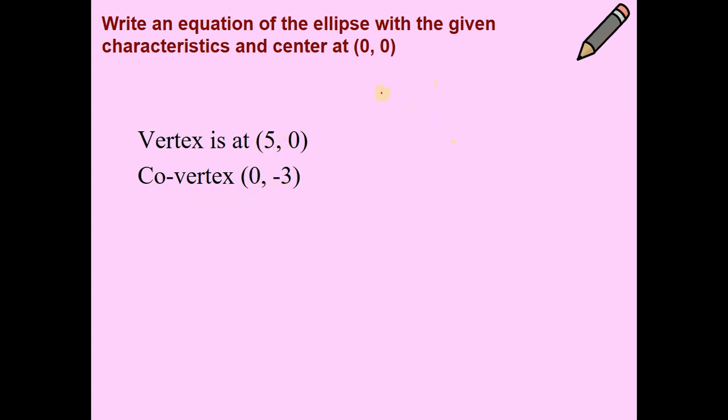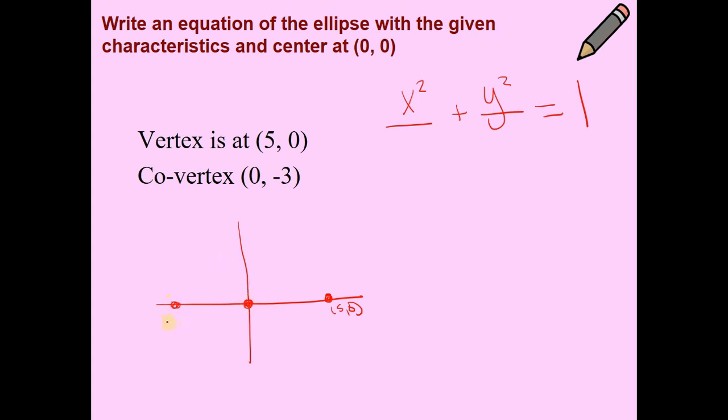So, if I have a center of 0, 0, I know it's got to look something like this, right? And it's always equal to 1. I need to know which one is A and which one is B on the denominator. So let's actually draw this out. If my center is at 0, 0, I have a vertex at 5, 0. That would mean one vertex is right over here. Since the vertex is 5 away from the center, I have to go 5 this way. So would you agree with me? My other vertex would be at negative 5, 0.